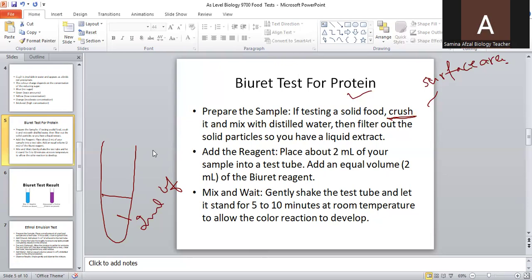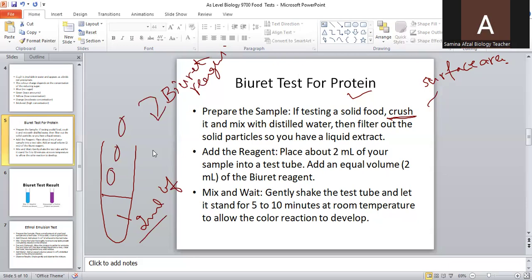Then you have to add a reagent which is called Biuret reagent. Take about 2 ml of your sample in a test tube. As I have already shown you, add an equal volume of the Biuret reagent, but you have to put it drop by drop, with the help of a dropper, and then gently shake the test tube and let it stand for 5 to 10 minutes at room temperature.